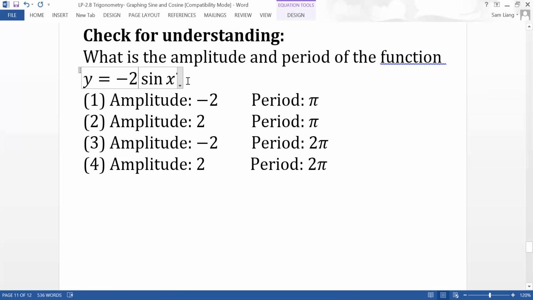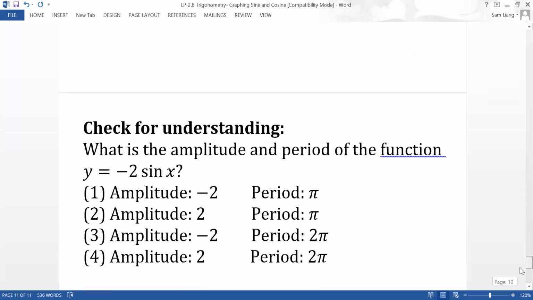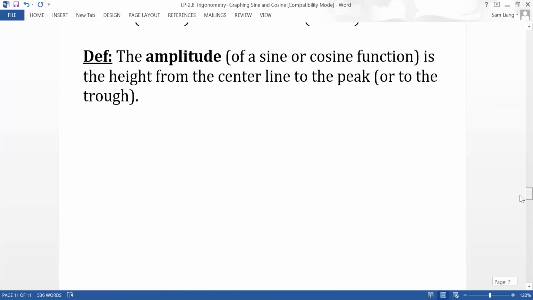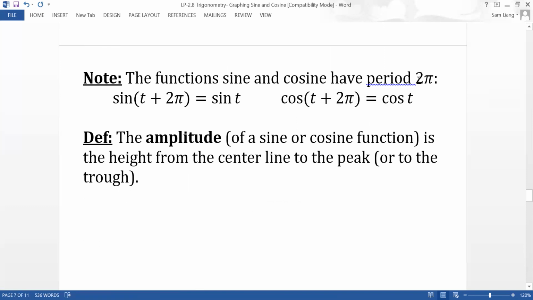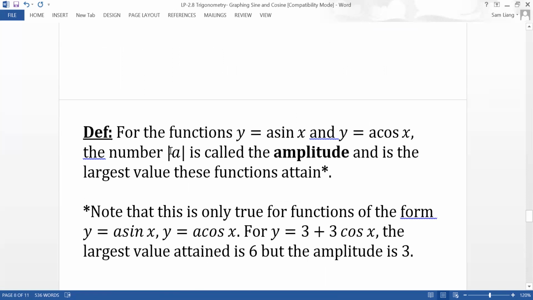And yeah, period is going to be 2 pi, right? That's from the notes from earlier. So our answer is going to be choice 4. Amplitude is positive 2, and then period is 2 pi. Okay. All right, yeah, answer is 4. Just to show you, that came from here. Sine and cosine have period of 2 pi unless they're transformed in some way, which we'll get to in a later lesson. And your amplitude is always the absolute value, so it's always going to be positive.